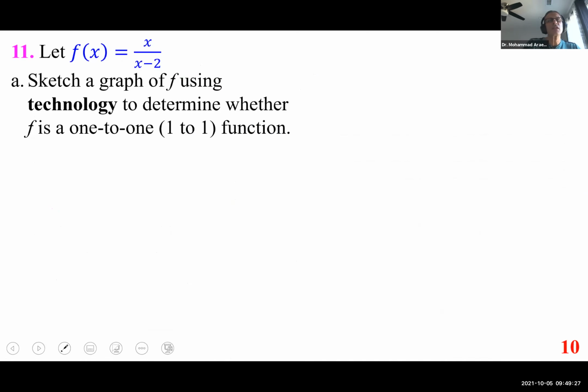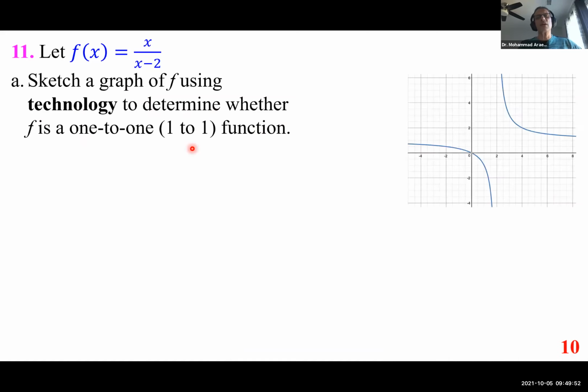The function f of x equals x over x minus 2. We want to sketch a graph of f using technology to determine whether it's one-to-one. At this point, you have enough practice, and the idea is to just plug it into a technology such as Desmos, if you want to use a free calculator online, or a TI. The idea is just to do the math pretty fast. So the graph looks something like this.